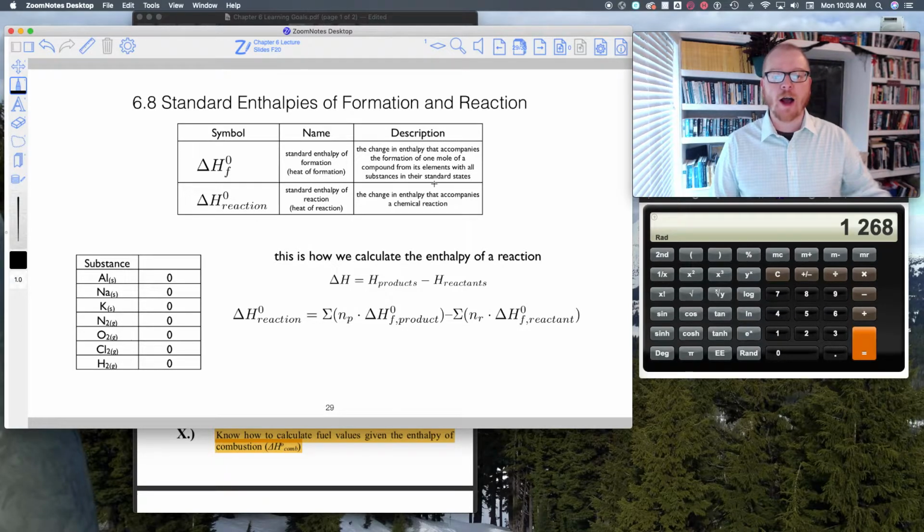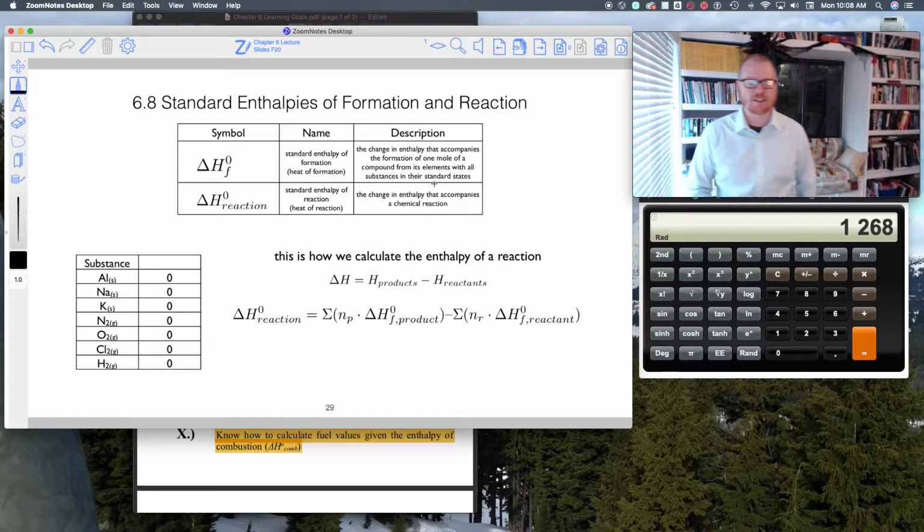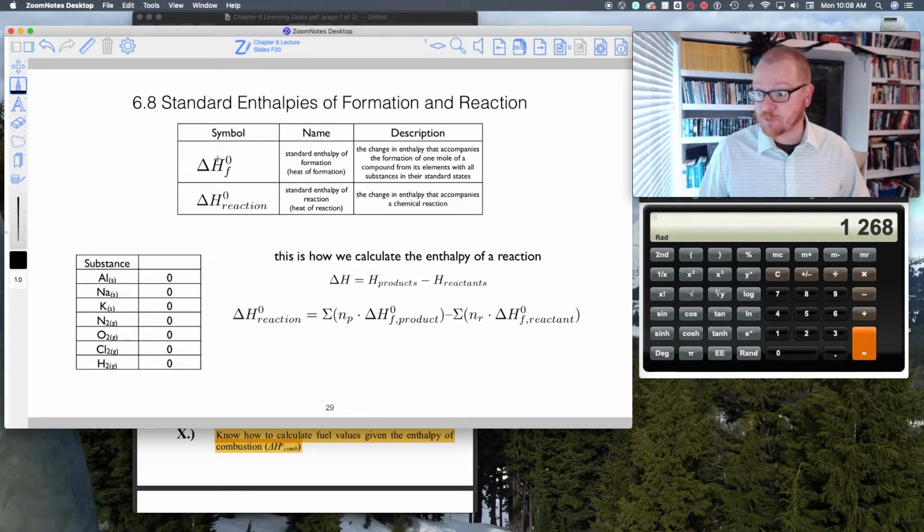Okay, so moving on to the next section here. Standard enthalpies of formation and reaction. I already talked about these briefly at the very beginning. We note that both of these are fairly similar: the delta H of reaction and the delta H of formation. Both describe the heat that accompanies a chemical reaction.